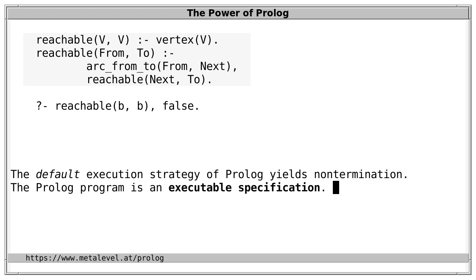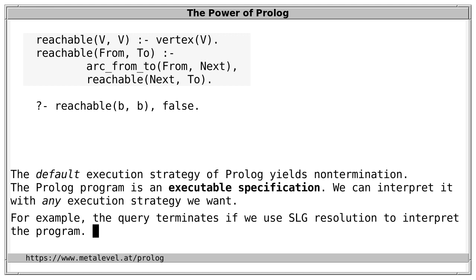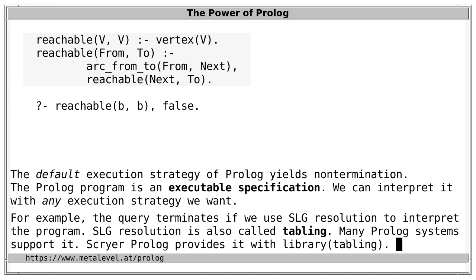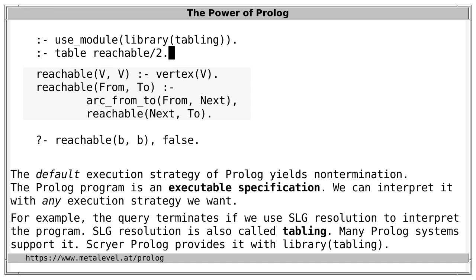And we also recall a Prolog program is an executable specification. And we can interpret it with any execution strategy we want. And different execution strategies have different termination and also performance characteristics. For instance, the query terminates if we use SLG resolution to interpret the program. This is also called tabling. And many Prolog implementations provide it. For example, in Scryer Prolog, we can easily enable tabling with library tabling. We load the library with a use_module directive and then use a table directive to interpret reachable with SLG resolution. And now the query terminates.